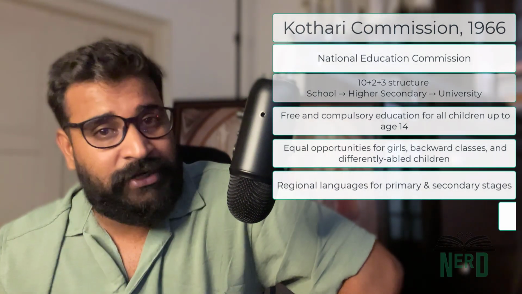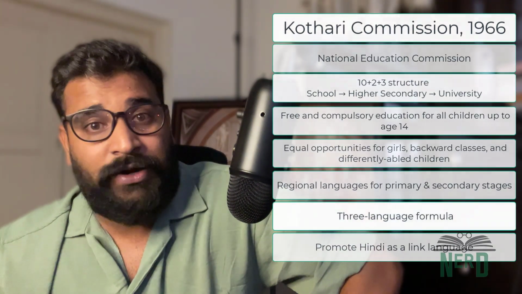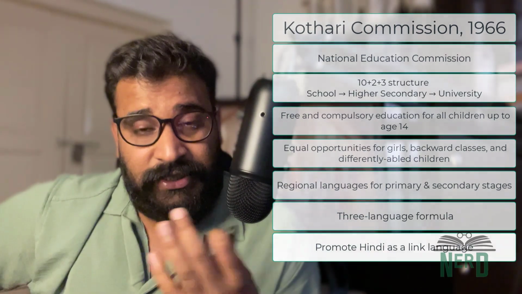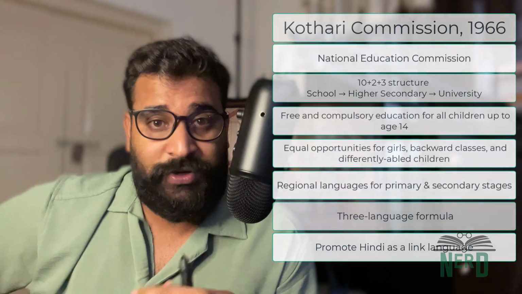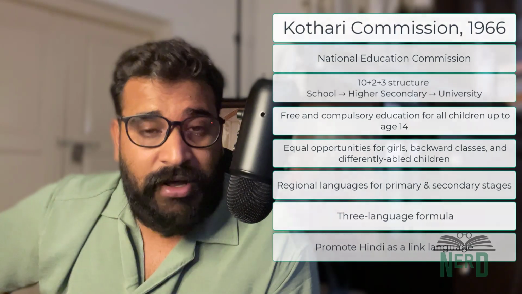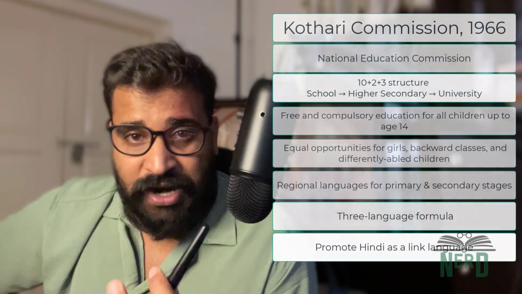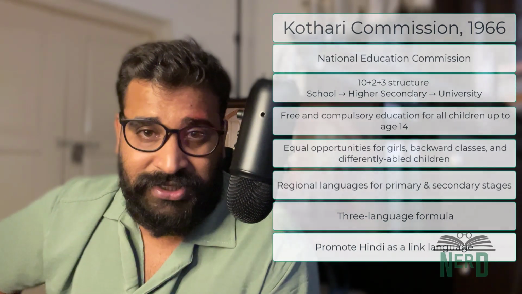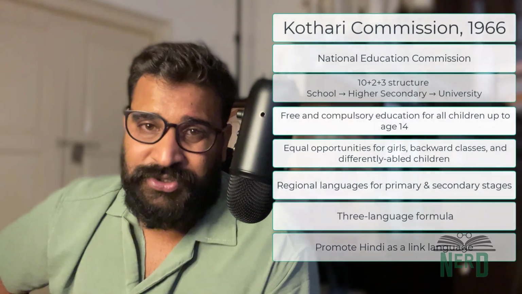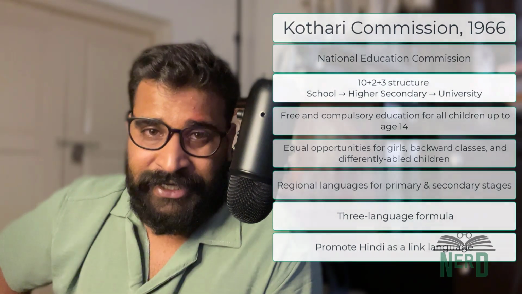then adopt and implement the three language formula, promote Hindi as a link language, while also encouraging Sanskrit and international languages. Other key reforms: high quality textbook, national service and work experience in schools, exam must be reliable and valid, promote sports, mass literacy, part-time and correspondence education. So it kind of laid the foundation for the national policy on education, NPE, for like 1968.